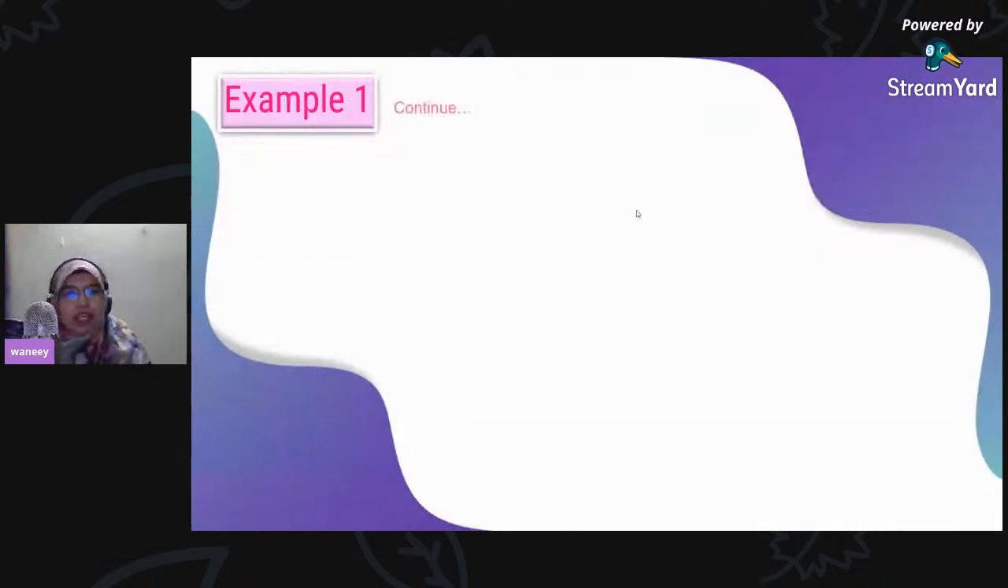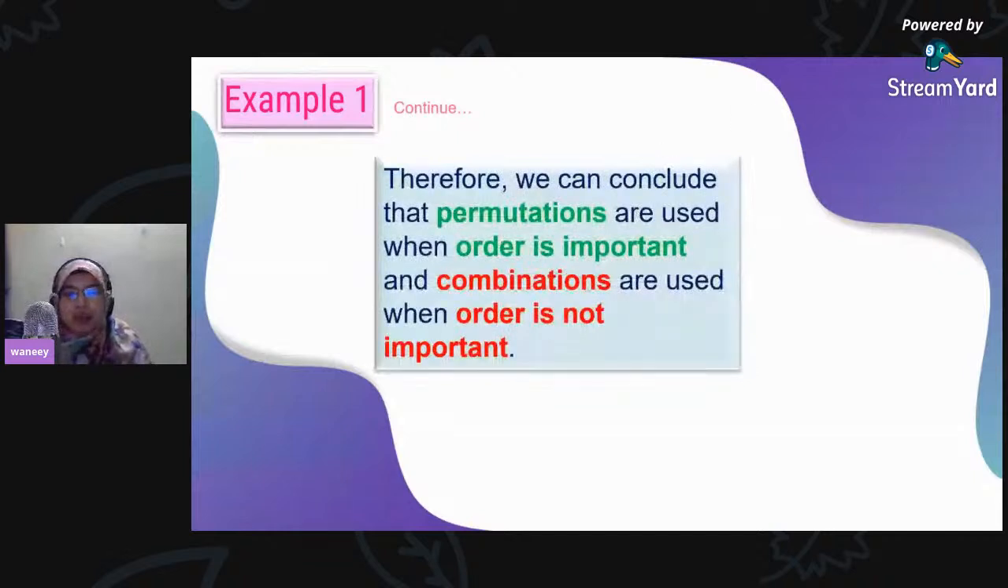Okay, so now, therefore, we can conclude that permutation is used when the order is important and combination is used when the order is not important. So if you want to pay more attention to the order, then that is permutation. If you don't really care, as long as you have them, that is the case of combination.